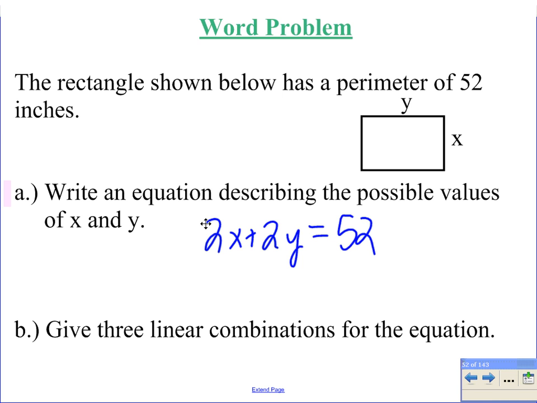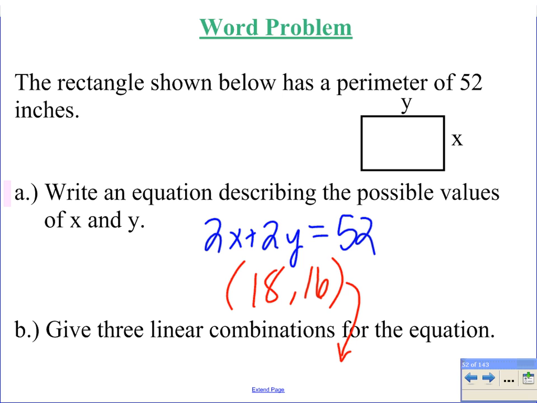And then we need 3 linear combinations for the equation. So what are some possible things? Vicky. Y could be 18, X could be 16. Is that possible? 18 and 18 is 36, 36 plus 16.